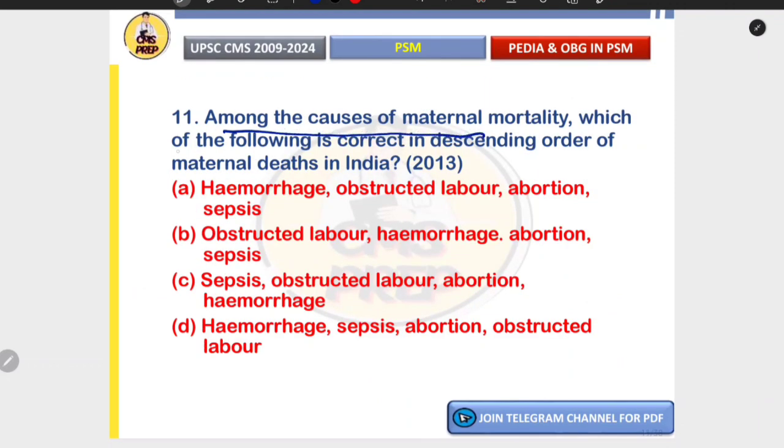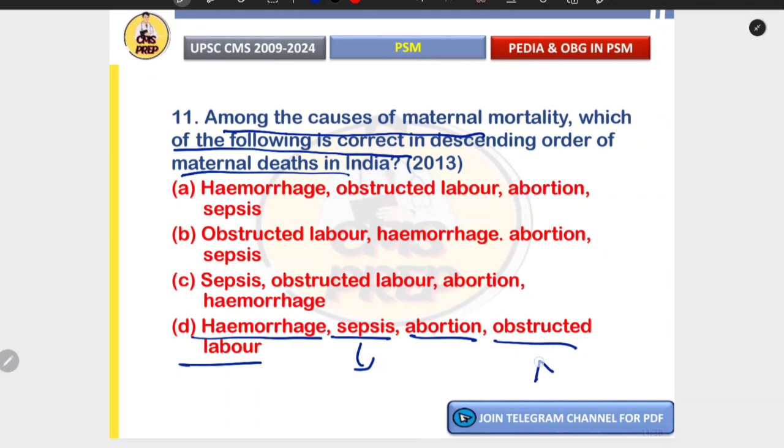Among the causes of maternal mortality, which of the following is correct in descending order of maternal deaths in India? The leading cause of death is hemorrhage. After that it is sepsis due to poor asepsis or home deliveries. Then there is unsafe abortion, especially in rural areas or untrained setups. Obstructed labor is less common due to rise in institutional delivery. The correct option is D. Hemorrhage is the most preventable cause, but it can be fatal if not handled in time. So this is the correct descending order of causes of maternal mortality in India.